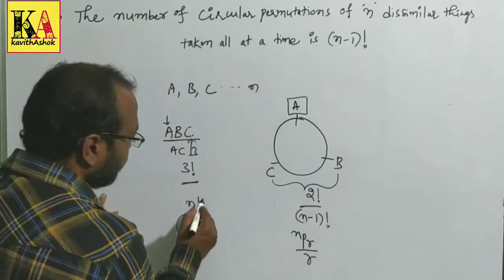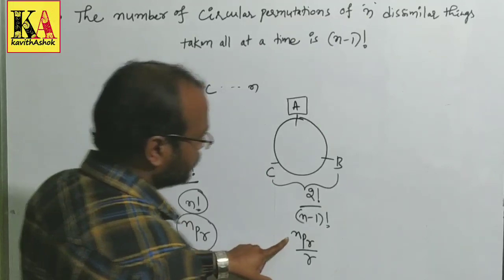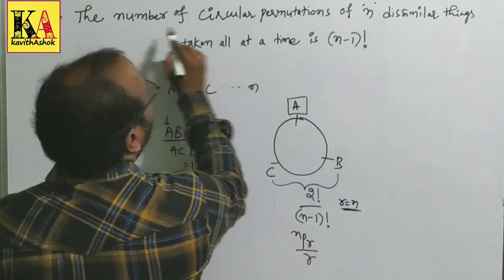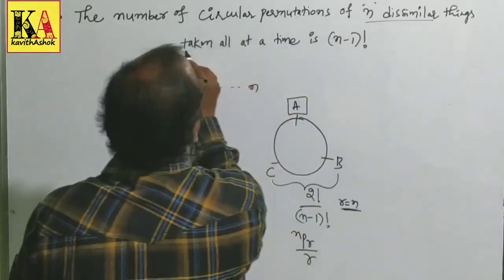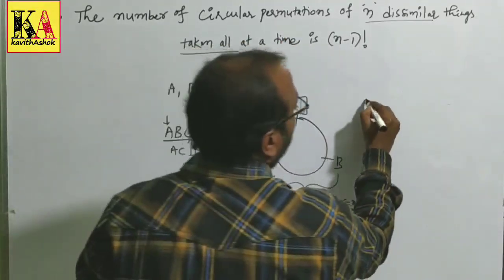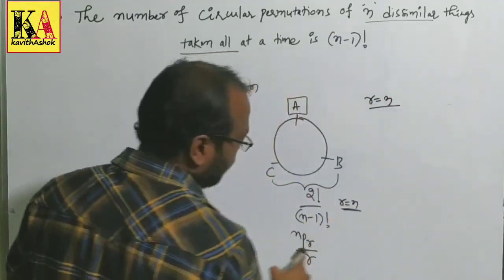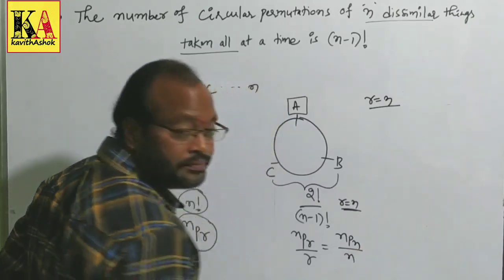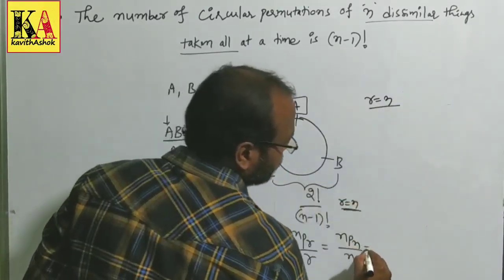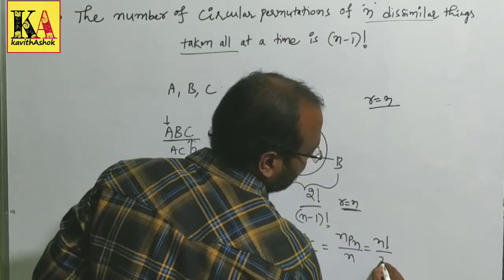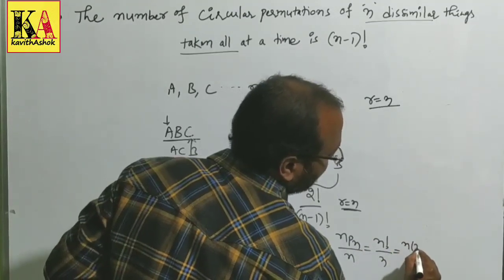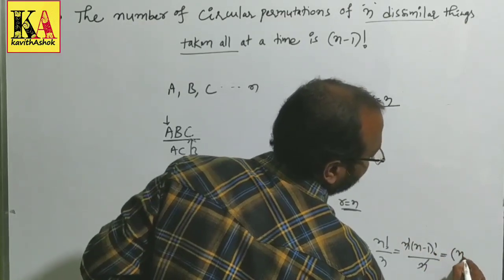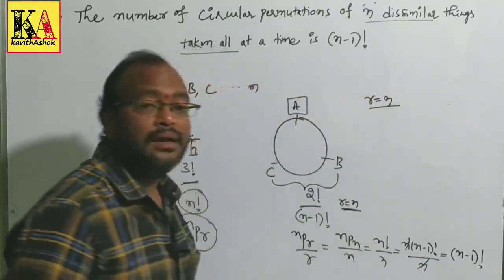So let us check this for n factorial. What can we get here? The r value becomes n, meaning from n elements we are taking all elements. So we get nPn by n, because the r value is n. nPn is nothing but n factorial, so n factorial by n. n factorial is n into n minus 1 factorial, divided by n. Then n gets cancelled, and we get n minus 1 factorial circular permutations.